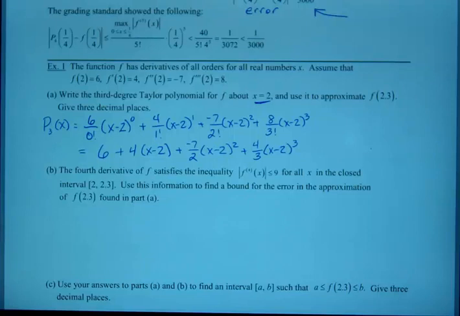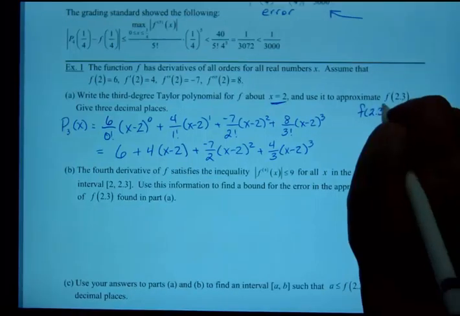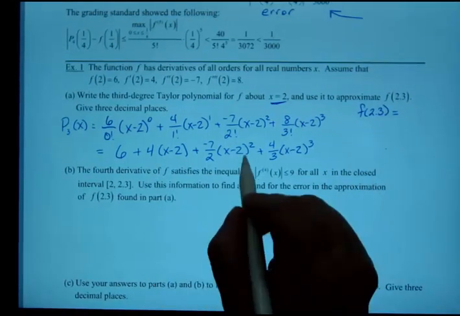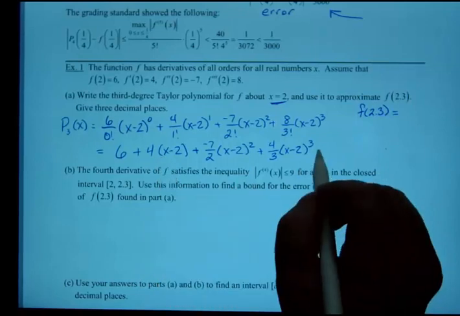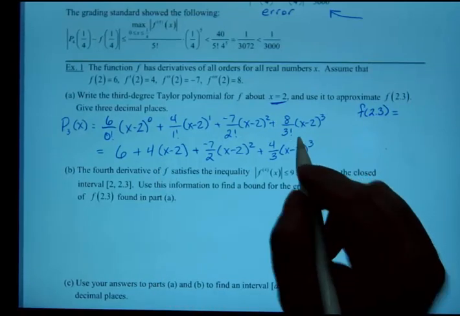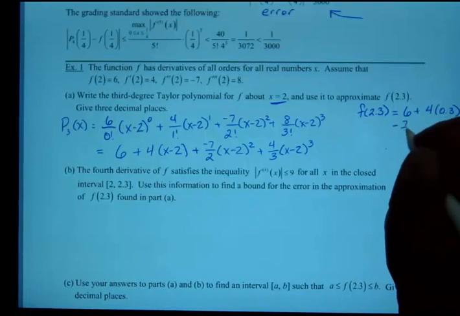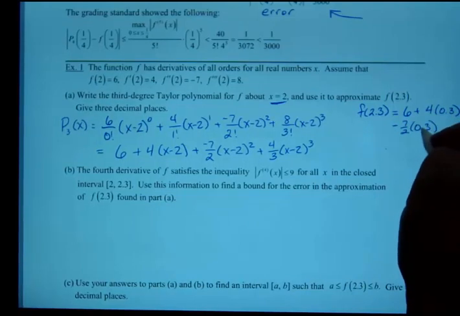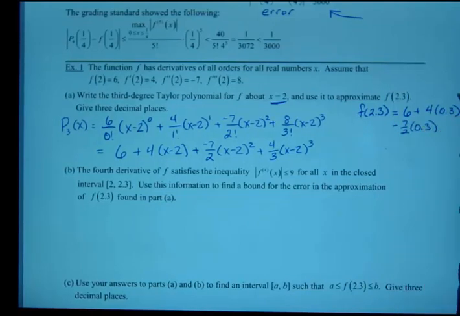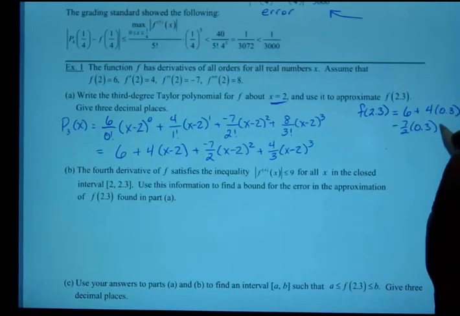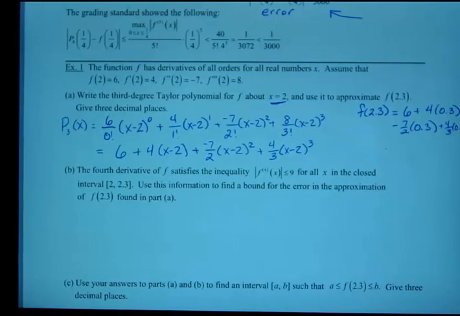Now, we need to use that formula to approximate f of 2.3. But before we start plugging it in, let's take a look at all the parentheses. If we plug in 2.3 to all the parentheses, what are we going to get? 0.3. So let's just write it that way. 6 plus 4 times 0.3 minus 7 halves 0.3 squared, plus 4/3 0.3 cubed. I always like to put a 0 in front of my decimals so I'm less likely to miss the decimal. As soon as you're done writing, grab your calculator and type that in and see what you get.